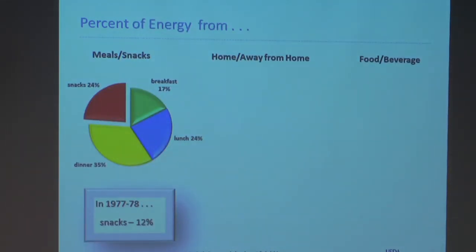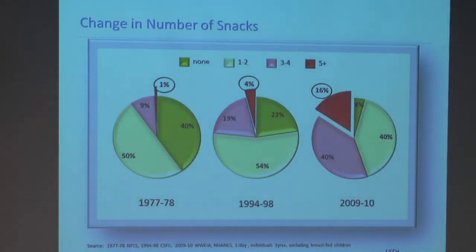The next few slides are going to show you percent of energy or calories coming from these 3 categories. First, meals or snacks. We've become a country of snackers. We get 1/4 of our day's intake in terms of energy from snacks. That's twice what we were getting from snacks in the late 1970s. And look at this graphic to show you the change that's gone on in the number of snacks.